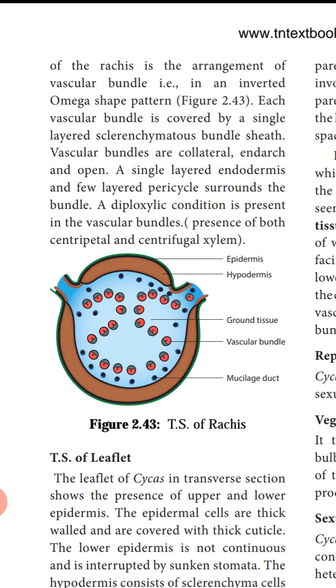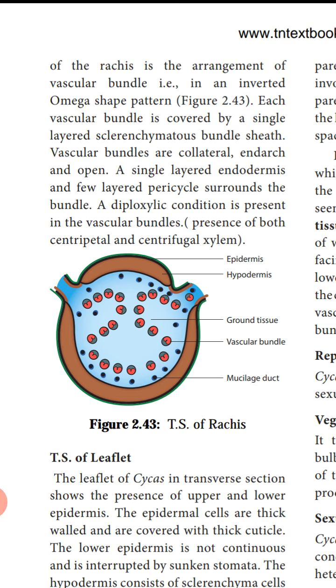Next, each vascular bundle is covered by a single layer of sclerenchymatous bundle sheath, and the vascular bundles are collateral, endarch and open. So all the vascular bundles are arranged in the form of a letter omega, and each vascular bundle has an outer single layer of sclerenchymatous cells. Next, these vascular bundles are collateral. Collateral, as I already told you, means phloem towards the outer side, xylem towards the inner side.